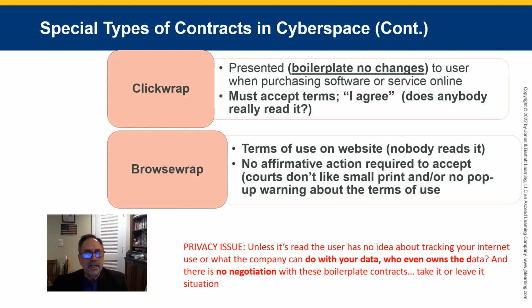So as I said in the previous slide, we talked about shrink wrap, and that's pretty much gone away. Everyone downloads. But then you have click wrap. You click accept. You click agree. And these are boilerplate contracts. You can't change them, no negotiation, and no one can read it. I mean, you can read it, but you probably need a lawyer next to you to read these things. It's a problem.